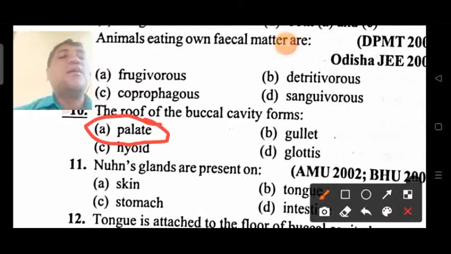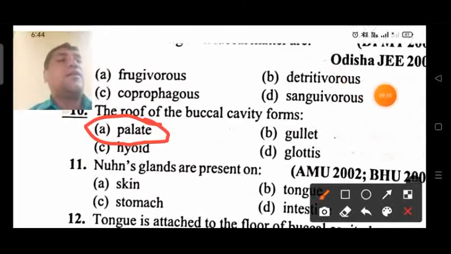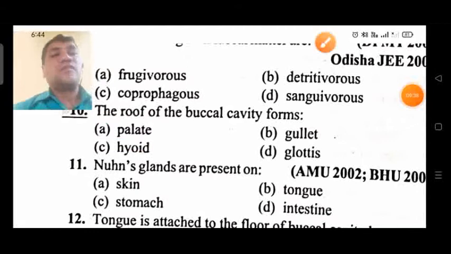The palate is the upper covering, the upper roof of the oral cavity, which is separating the nasal cavity from the oral cavity.